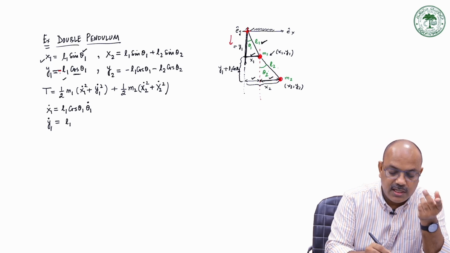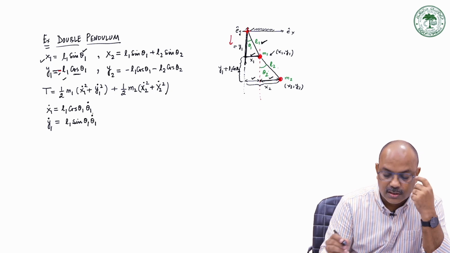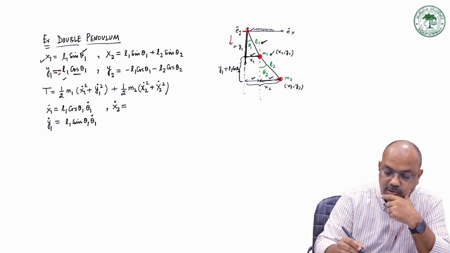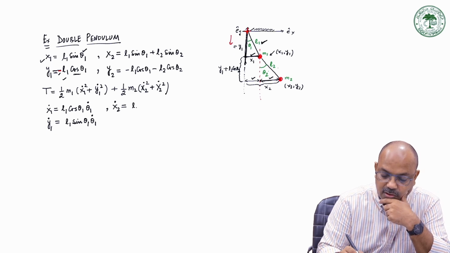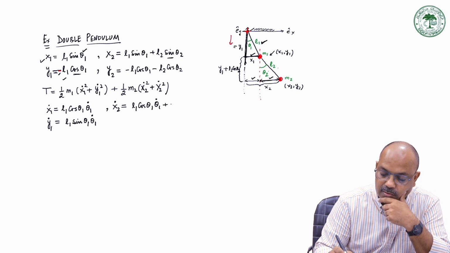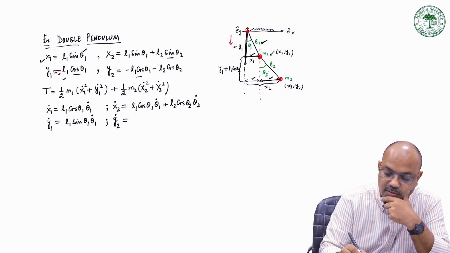So this negative part is going to be positive. So this is going to be sine theta 1 dot. Okay, and now for x2 dot, because this is L1 sine theta 1, this is going to be L1 cos theta 1 dot, and then with L2, it's going to be L2 cos theta 2 dot.